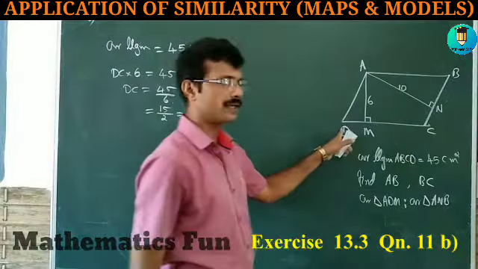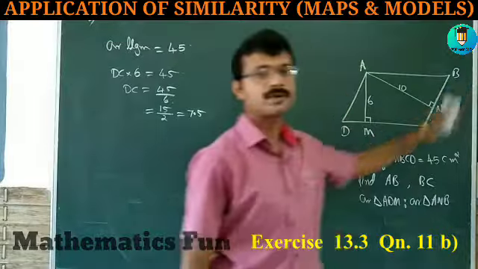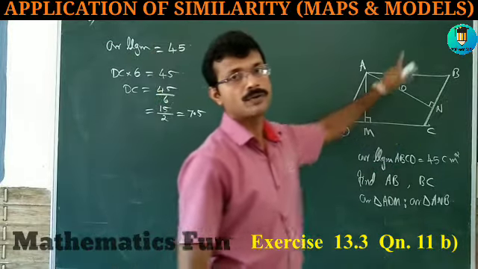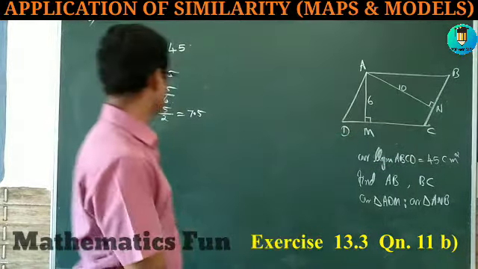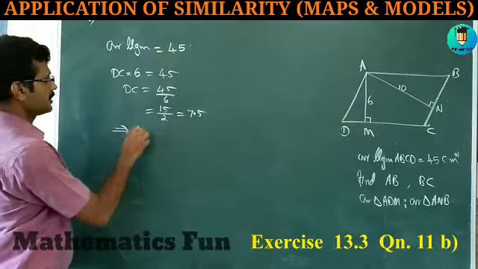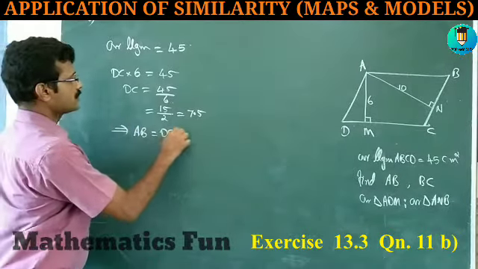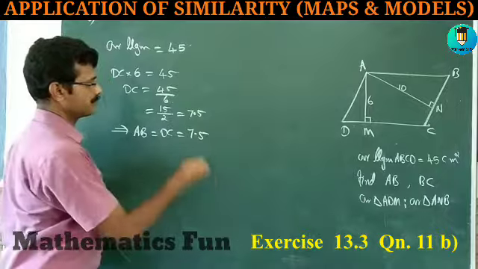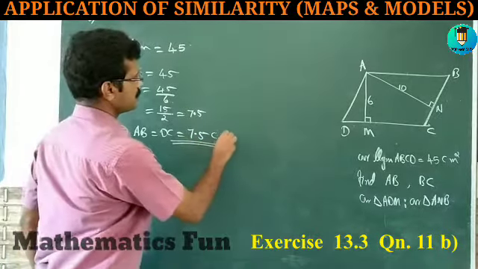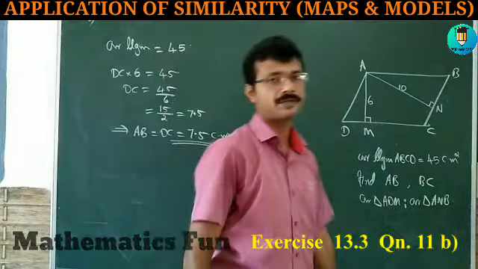DC is 7.5. Naturally AB will be 7.5 because in a parallelogram opposite sides are equal. This implies we can say AB is equal to DC is equal to 7.5 centimeter. This is the first part, AB we got 7.5.